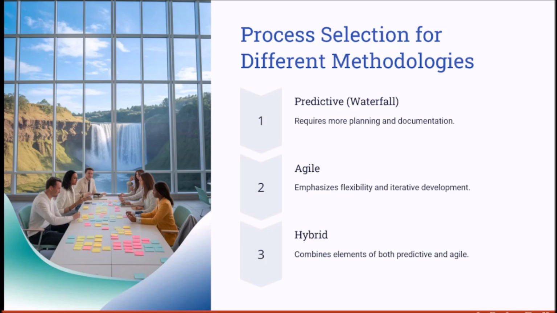Now let's talk about the process selection for different methodologies. Process selection also depends on the project methodology in use. Predictive or waterfall projects follow a structured, sequential approach where detailed planning and documentation are required before execution. These projects require processes like scope management, schedule management, cost management, and procurement planning to ensure smooth progress.